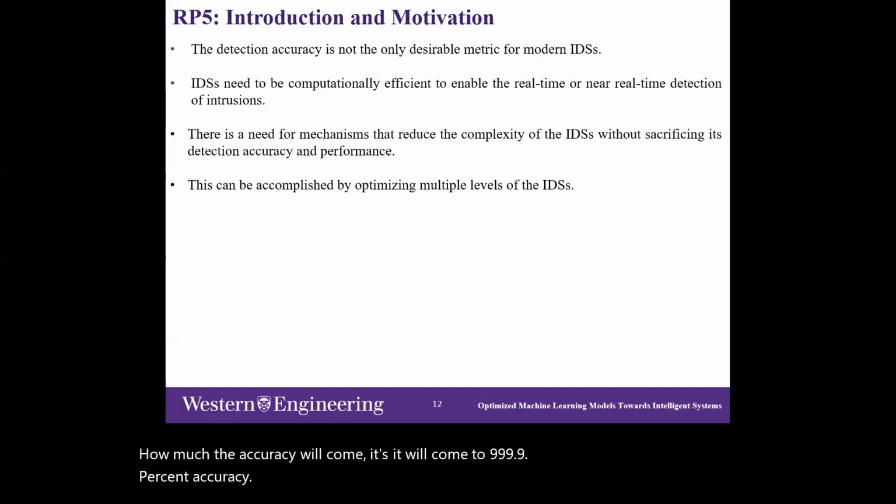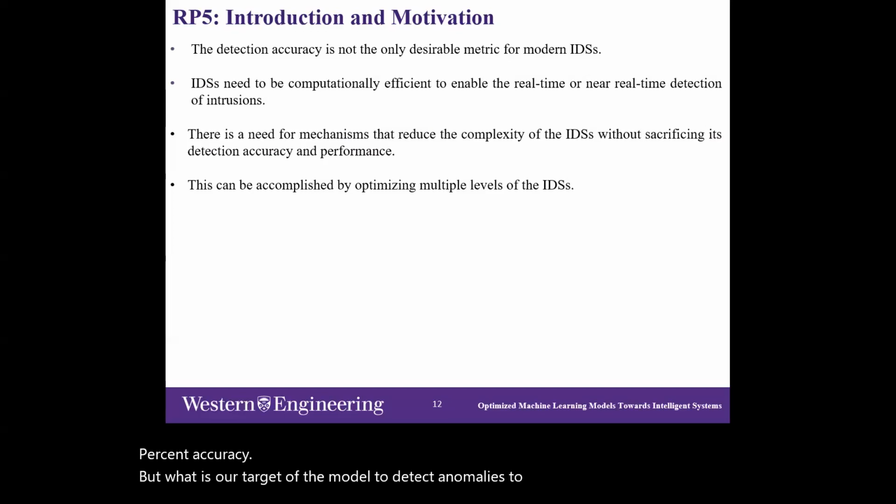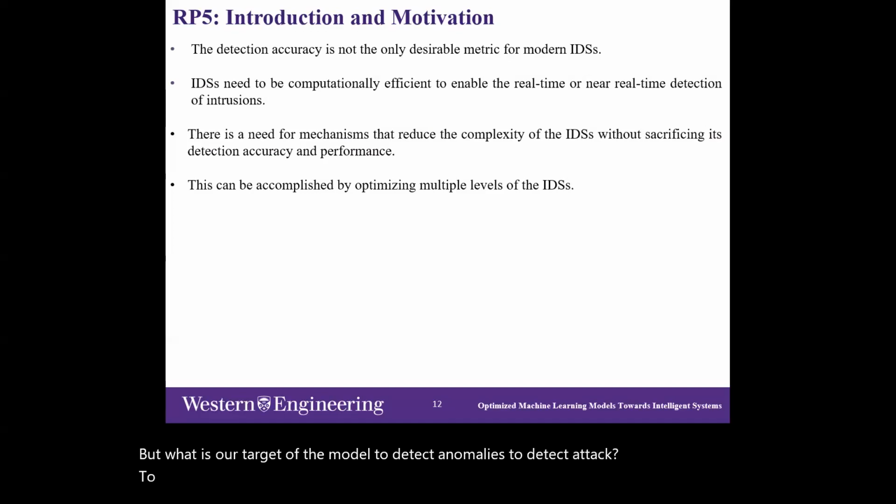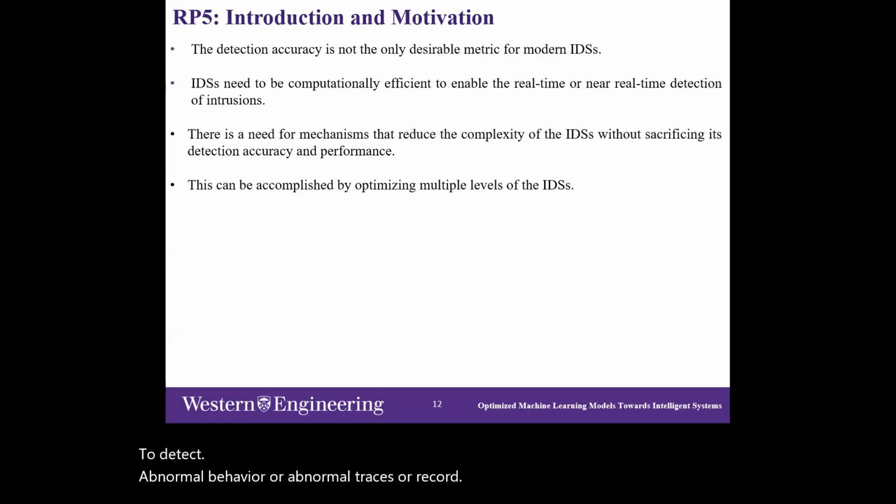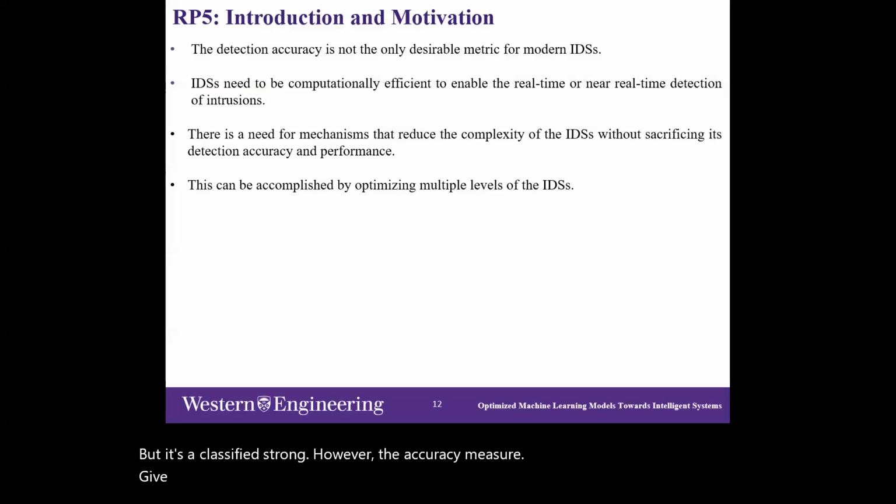But what is the target of our model? To detect anomalies, to detect attacks, to detect the abnormal behavior or abnormal traces or records. But it's classified wrong. However, the accuracy measure gives me 99.9% accuracy. Is that a good measure? Of course not.